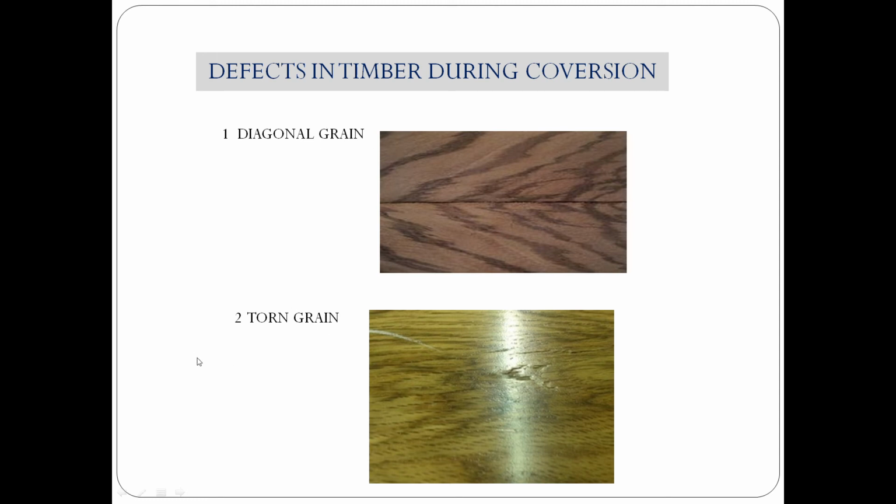Next one is torn grain. In the conversion, many tools are used. If any of the tools or any other heavy things are dropped accidentally on the finished surface of timber, it will cause a small depression, which is called torn grain.